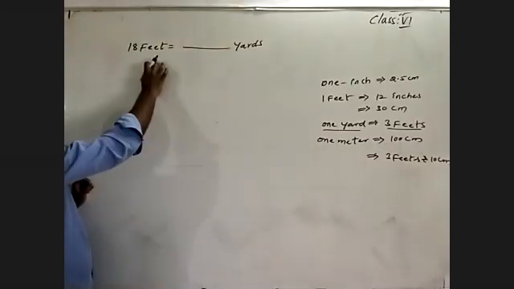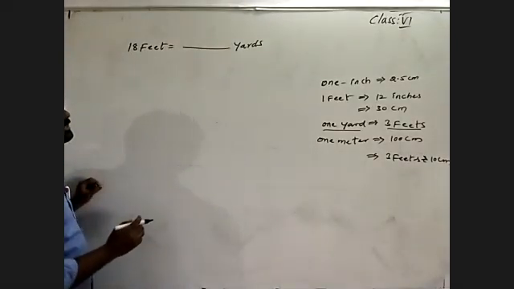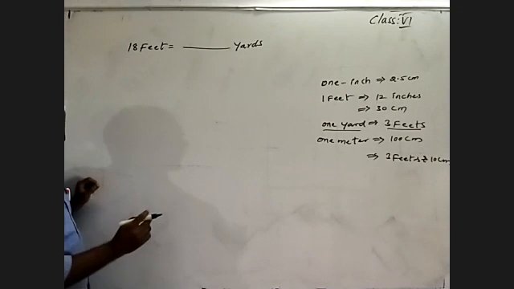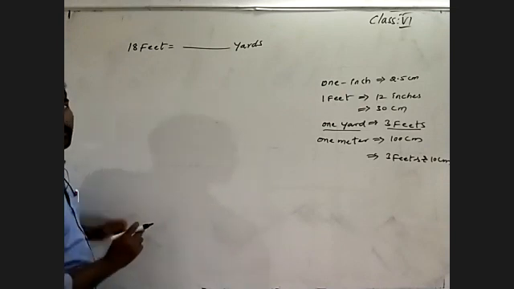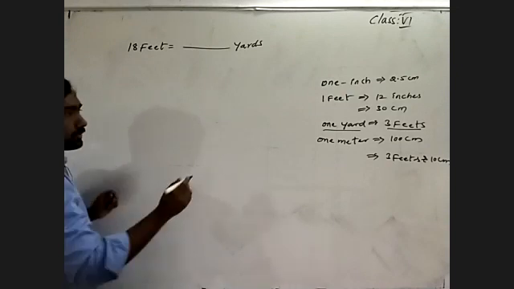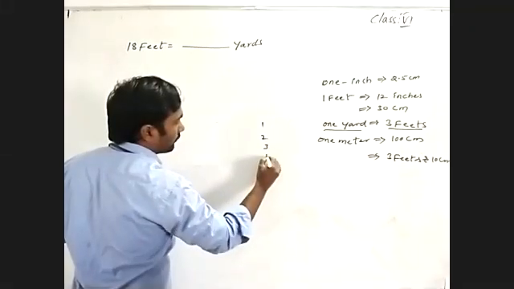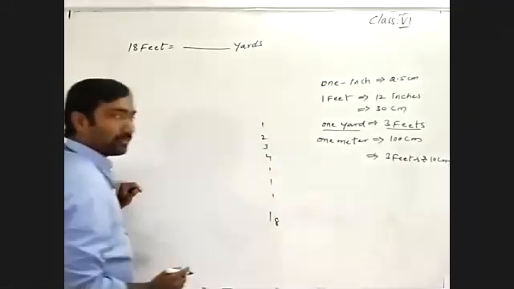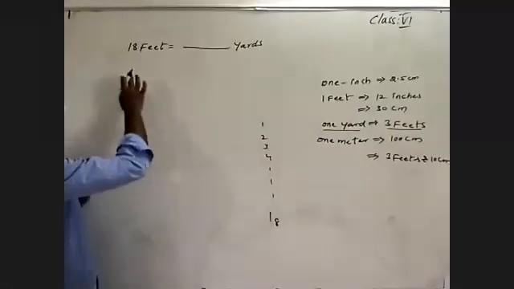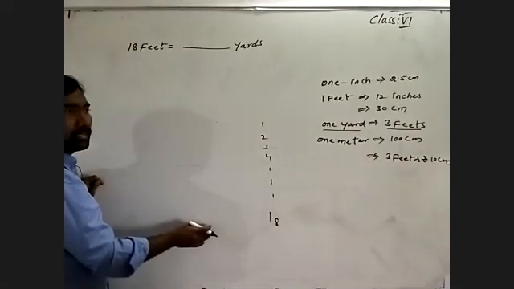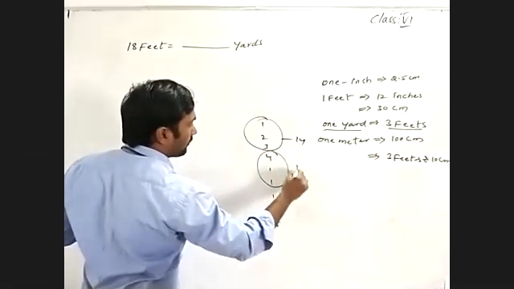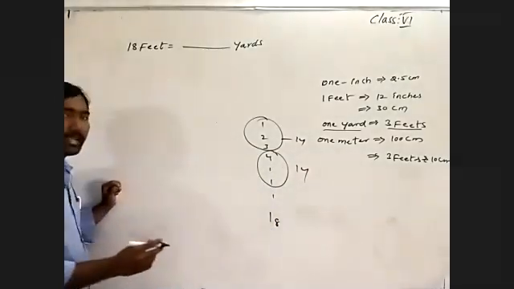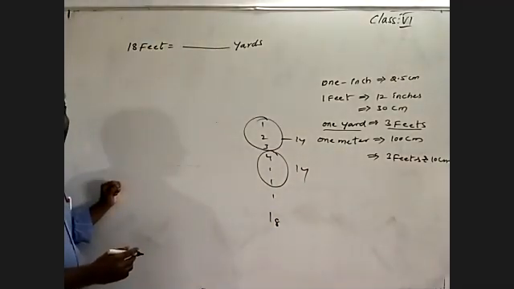So 18 feet are there. Then how many yards are there? See here, 3 feet means 1 yard. Let's write like 1, 2, 3, 4 up to 18. Is it possible to write like that? Then making 3 as 1 yard, the next 3 as 1 yard, the next 3 as 1 yard, and calculating like that is not possible to do.